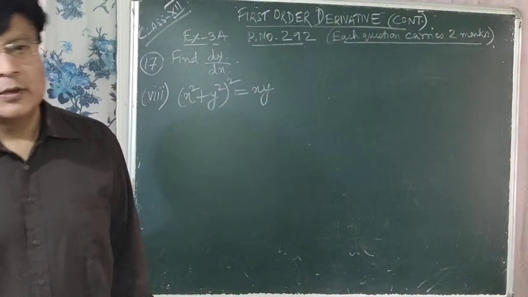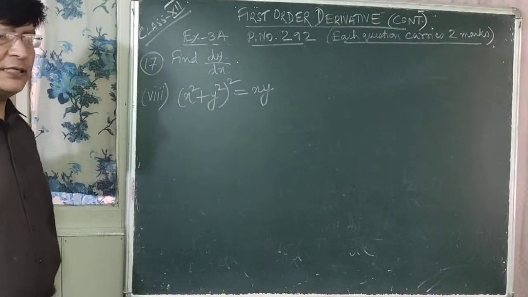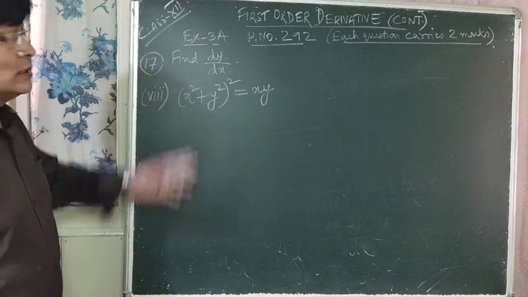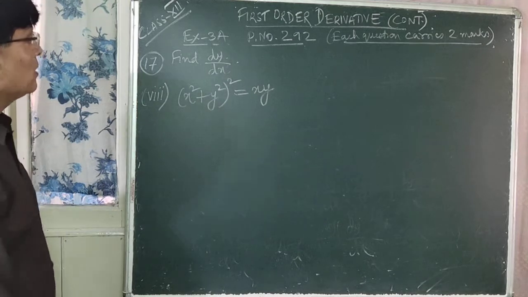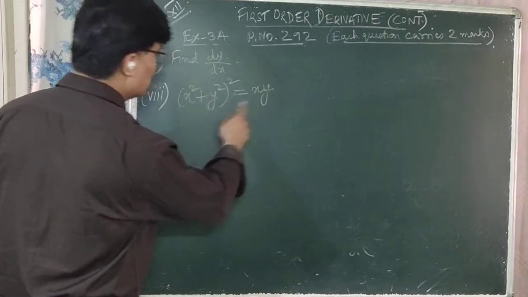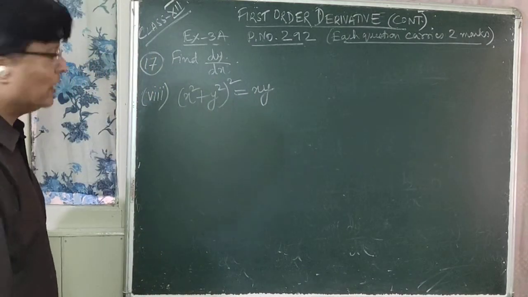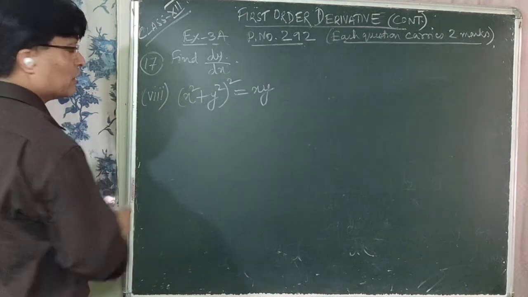So now we are doing the next question, that is 17 number 8. Here also an implicit function is given, you have to find out dy by dx. Okay, so before differentiation let us simplify it. So how will we simplify it?